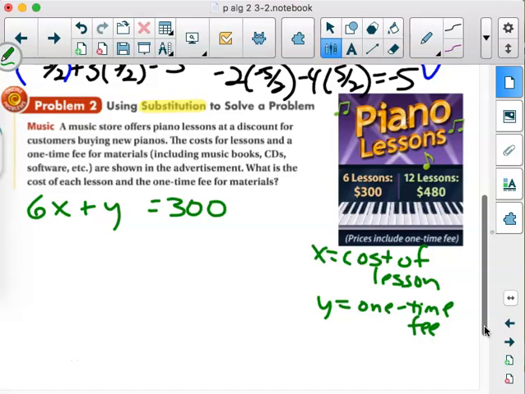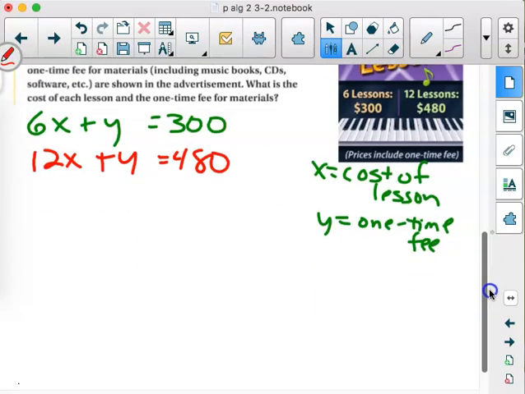That wasn't too bad. What's the other total? Yikes. $480. What do you get for your $480? 12 lessons. Ooh, that's not too bad then. Do you have to pay that one-time fee? Yeah, no matter what. Does that make this a good substitution problem? Boy, does it ever, right? I mean, we can pick and choose here. So it doesn't matter which y you solve for. I think I'm going to solve the top one. Oh, that was green, though. I better stick with green.